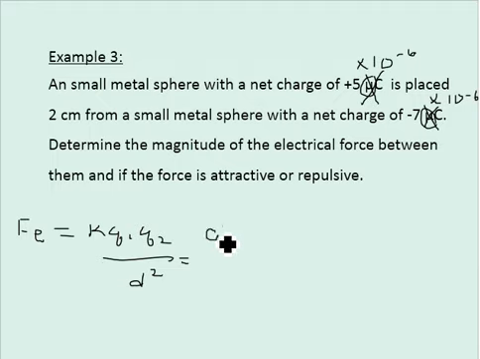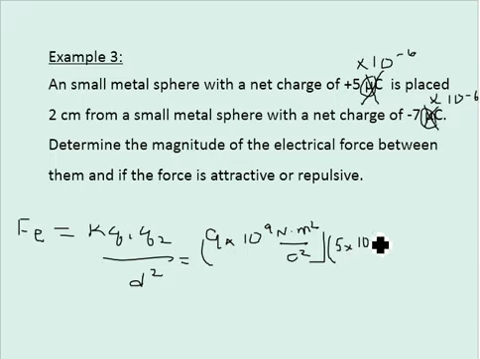So this is going to be our 9 times 10 to the 9th newton meters squared per coulomb squared. And those coulombs there are the reason that these have to be in coulombs. 5 times 10 to the negative 6 coulombs. And don't worry, even if it's 150 microcoulombs, your calculator doesn't care if the scientific notation is proper when you put it in there.